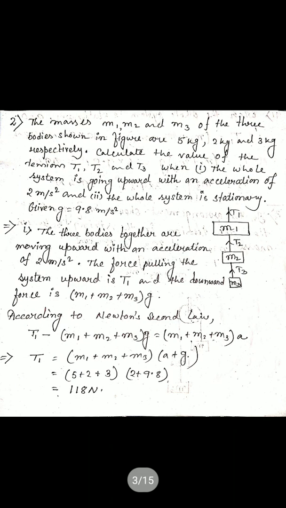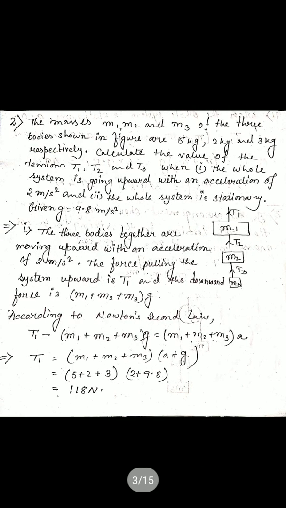You can also construct the equation for T2 like this: T2 minus (m2 plus m3) into g equals (m2 plus m3) into a. That will be the equation, with T2 as the net force acting on the system consisting of m2 and m3. If we simplify this, we get T2 equals (m2 plus m3) into (a plus g). If we put in the values, we get T2 as 59 newtons.